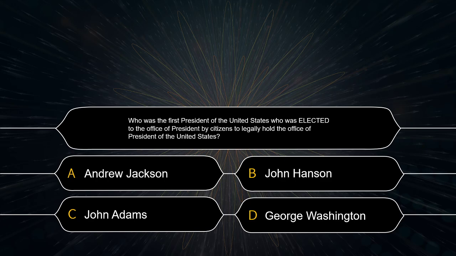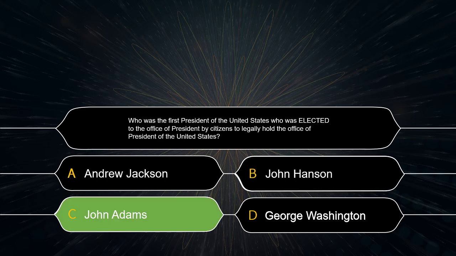All right. Think you know it? Lock in your answers. Write them down. No, I'm not going to believe you unless you write it down. Write it down on something. A, B, C, or D. Here we go. All right. Here's the answer in 3, 2, 1. The answer is John Adams.